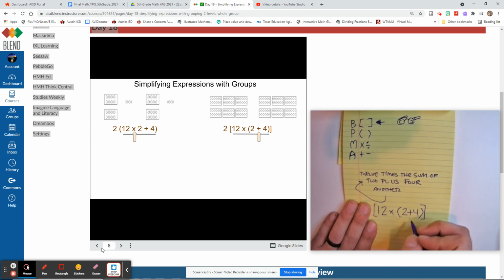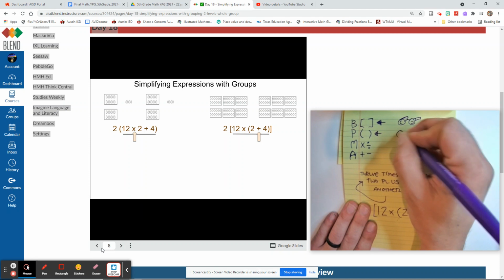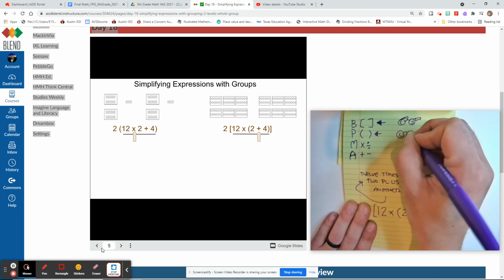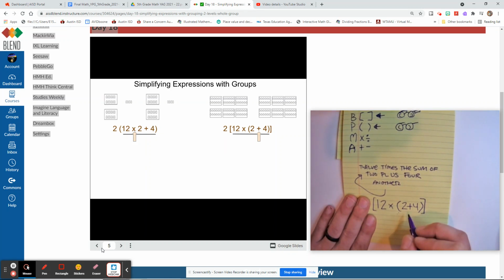Within brackets, do we see any parentheses? Yeah, I see parentheses right here. So we have to do what's inside parentheses now. 2 plus 4, which is 6. Now, because I have this multiplication sign here, I can get rid of the parentheses. Whatever is inside can be removed.